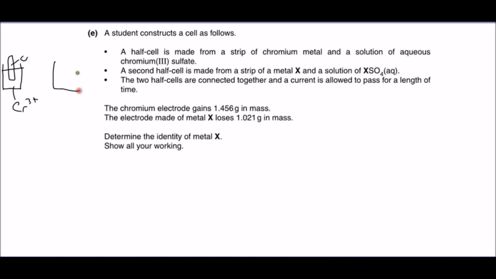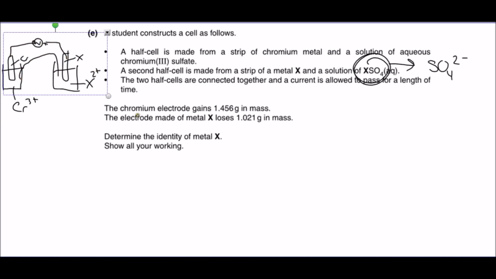And the second half cell has got a strip of X in a solution of XSO4. Now this is very, very crucial over here because you should know that SO4 has a 2- charge, which means that X is 2+. Okay, and then these two things are connected together to make a whole cell. And then we've got some information at the bottom.